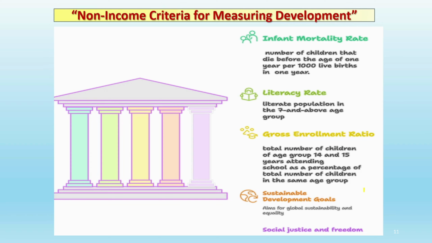Sustainable development aims for global sustainability and equality. We will discuss sustainable development in detail in the next slides. Social justice and freedom. All these non-income criteria must be considered to decide the development of the country.